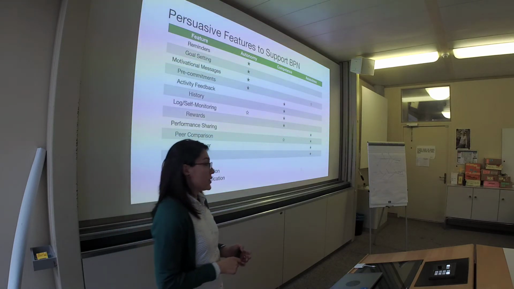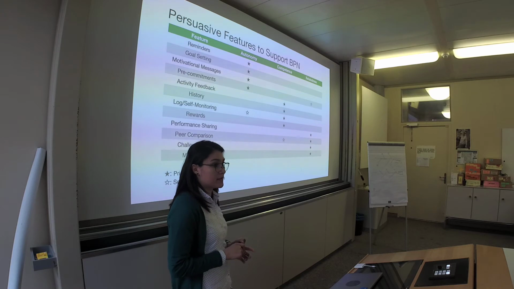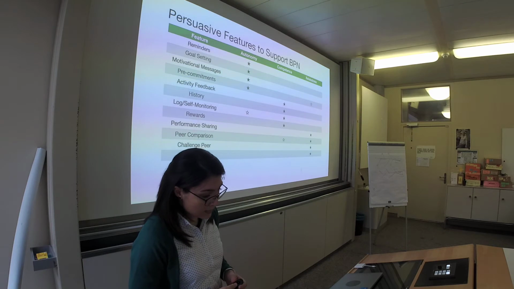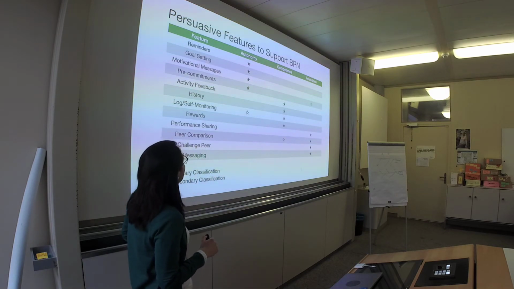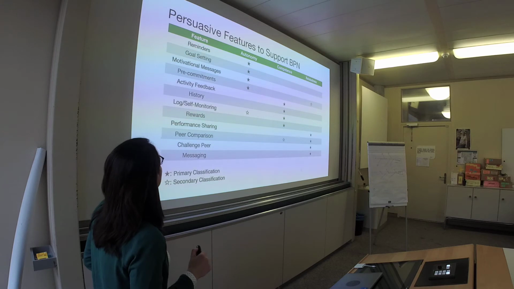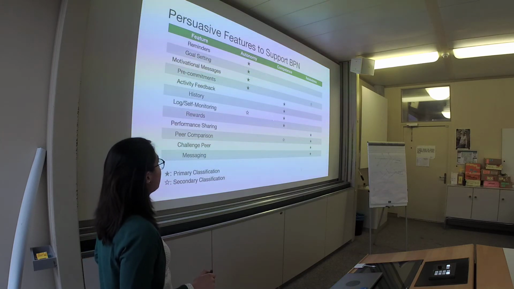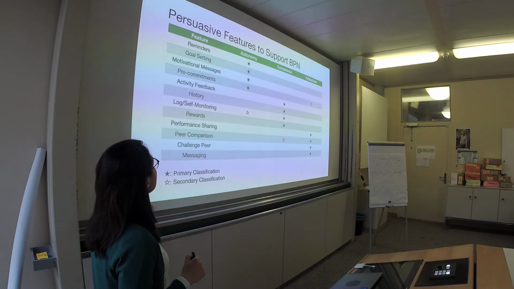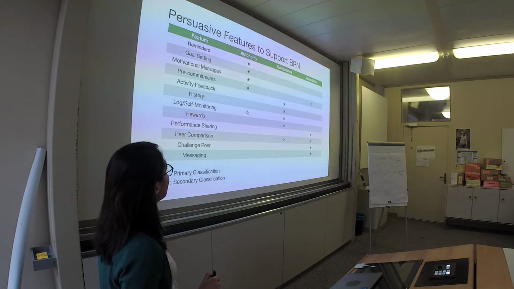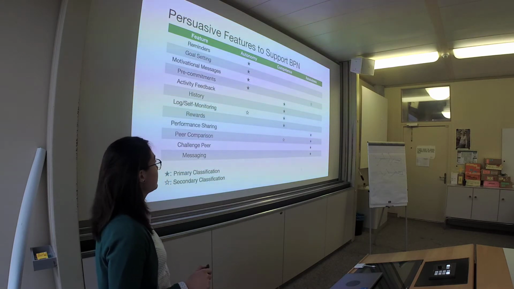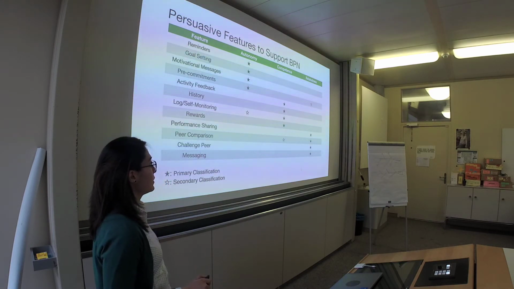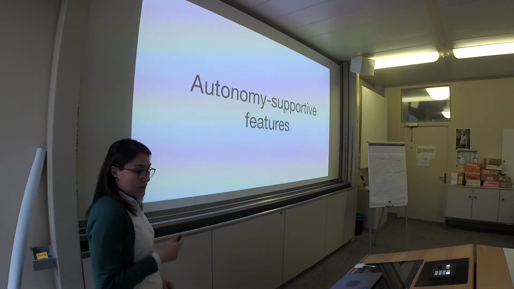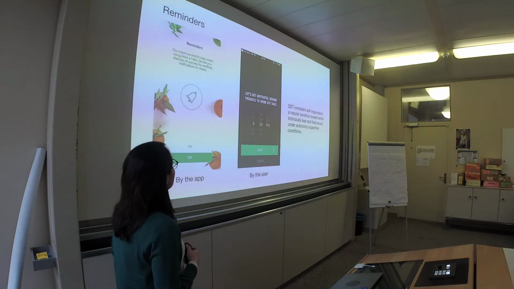So as part of our research, we did a classification of persuasive apps, and we came up with this classification of features. Basically, we have features for autonomy, features for competence, and features for relatedness. It's also important to notice that some features support not only autonomy, for instance, but could also support the relatedness feature. So I'm going to give you some examples and explain a little bit of these features.